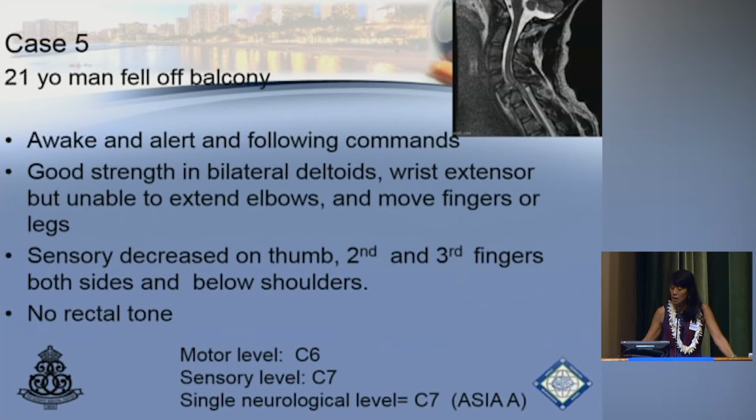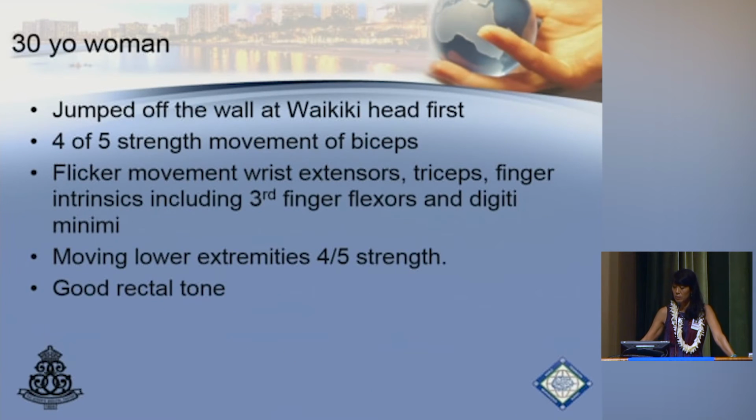So this is an ASIA A, meaning that the patient is completely absent with no rectal tone. They're totally out below that C7, but the last normal for us was C6. So the highest area of the last normal area, which is C6. So C7 sensory and C6 is sensory, but the last motor is C6. So that would make them a C6 level.